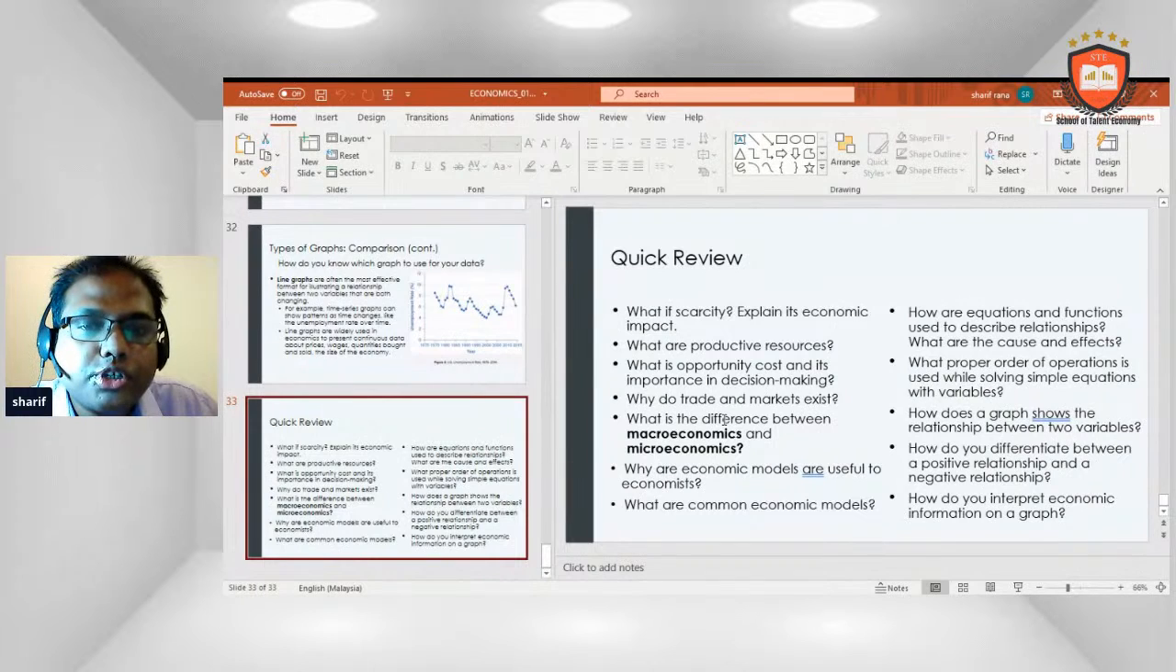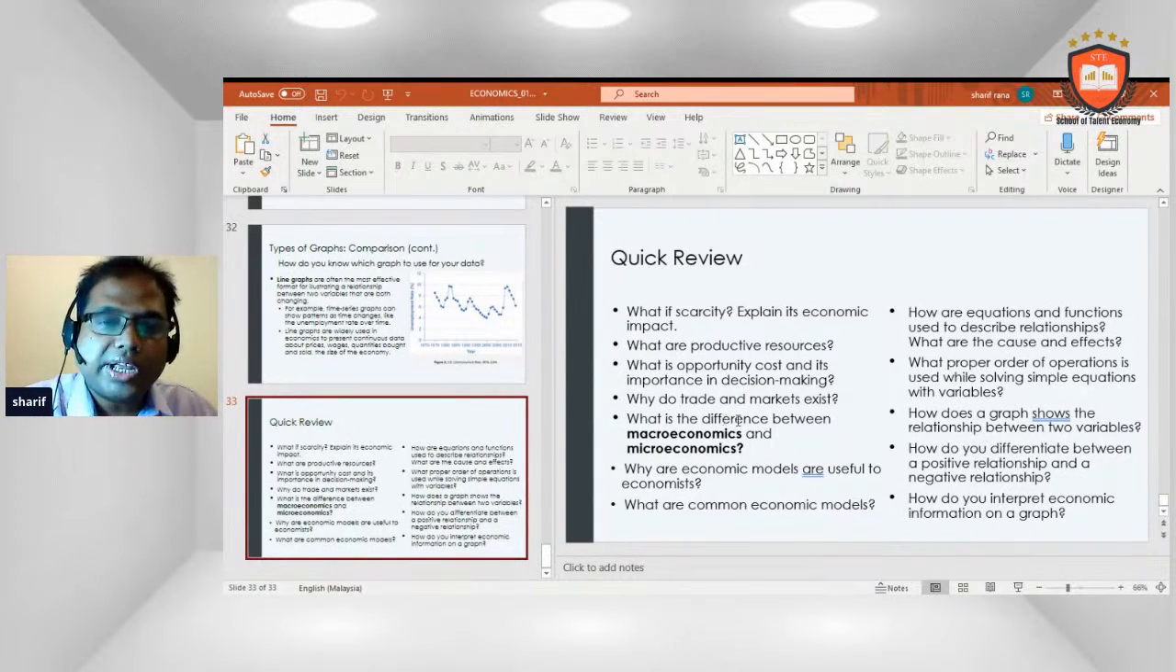If you want to do a quick review, what we find is: what is scarcity, what are the productive resources, what is opportunity cost, why do trade and markets exist, what is the difference between macroeconomics and microeconomics, why are economic models useful for economists, what are common economic models, how are equations and functions used to describe relationships, what proper order of operations is used while solving simple equations, how does a graph show relationships, how do you tell the difference between a positive relationship and a negative relationship, and how do you interpret economic information on a graph.